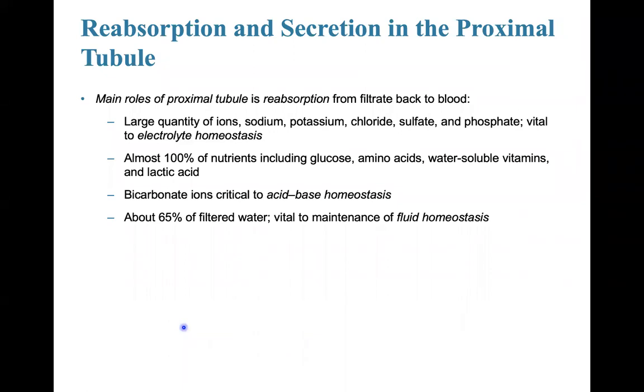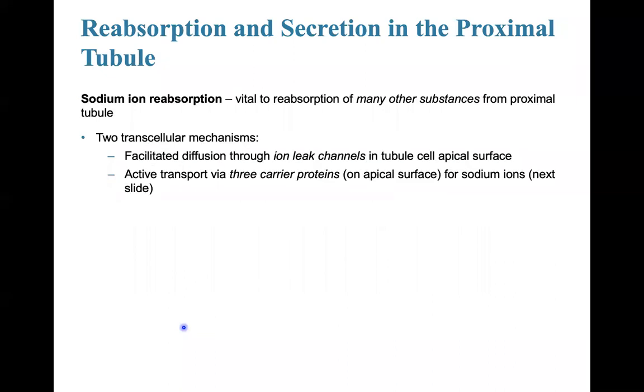Bicarbonate ions are critical to acid-base homeostasis, and about 65% of filtered water, vital to maintaining fluid homeostasis, gets reabsorbed. So sodium ion reabsorption is vital to the reabsorption of many other substances from the proximal tubule. There are two transcellular mechanisms: facilitated diffusion through ion leak channels in the tubule cell apical surface, as well as active transport via 3 carrier proteins on the apical surfaces for sodium ions.